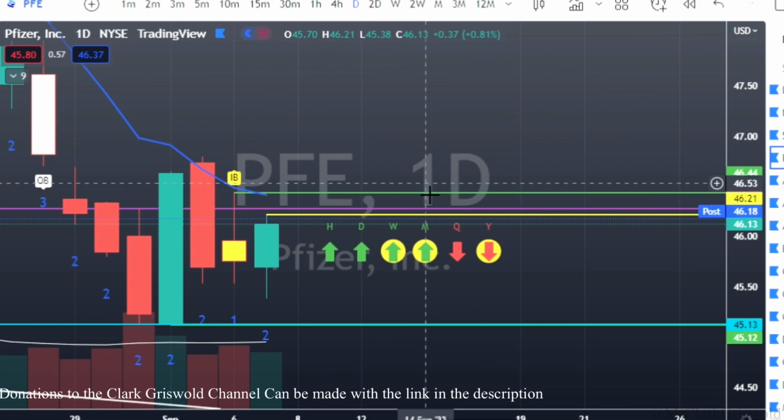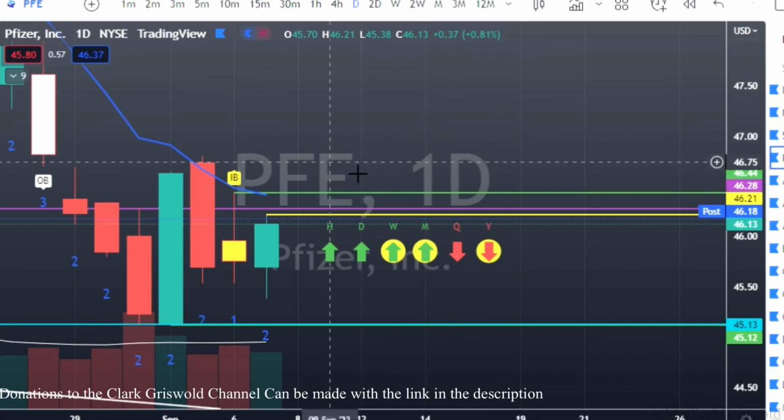So I never had a stop loss. I'd never had, you know, this is where you should get out. This is how you should manage your trades. And that's what the Strat does. Okay, and that's what we teach here.